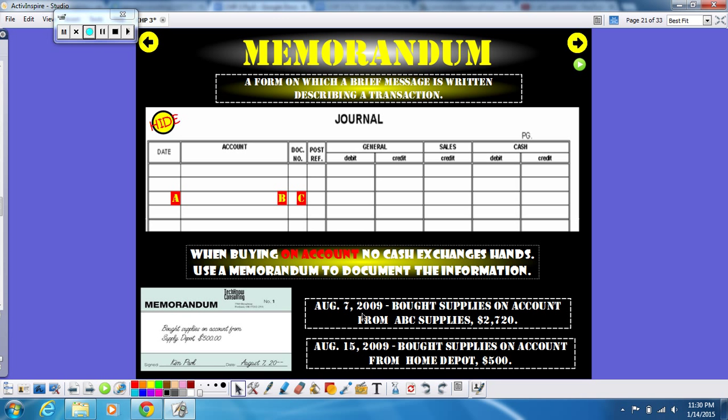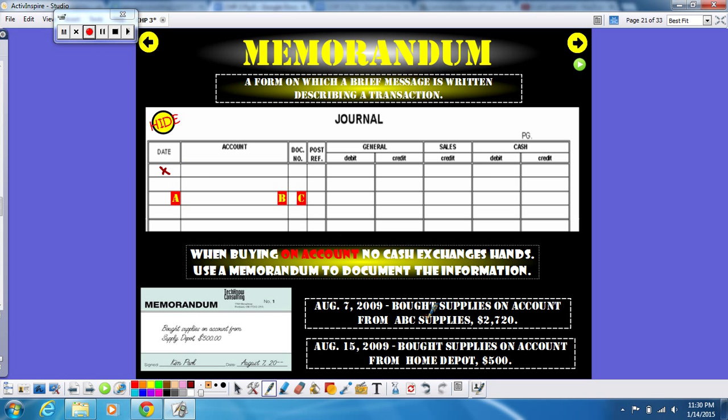So anytime you buy supplies on account, so bought supplies on account from ABC Supplies, $2,720, that's when you use a memorandum. Only when you buy on account. That's the only time you use it, and that's it. So let's take a look at the first one here. August 7th is the date. Goes right here. It's nice and easy.